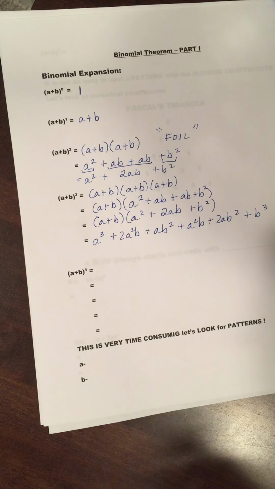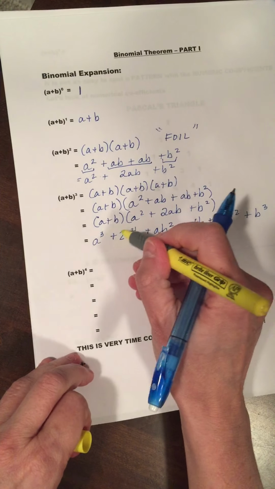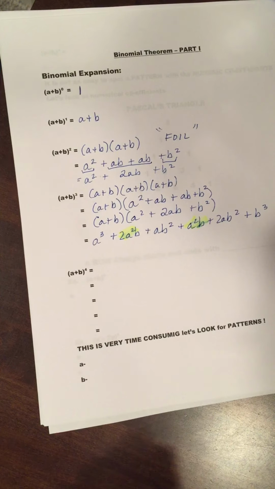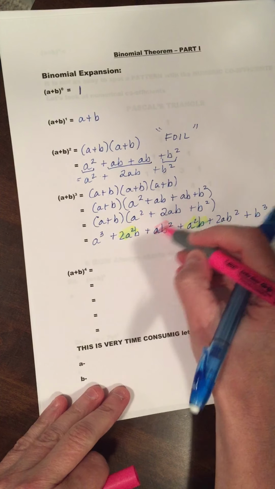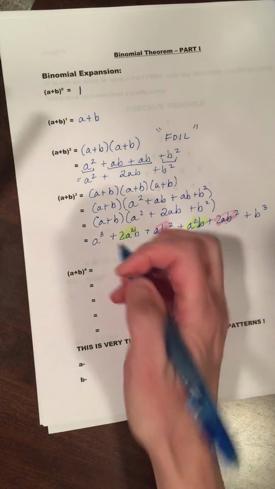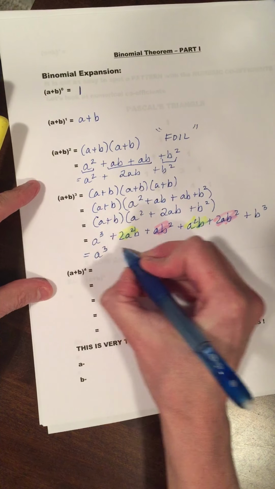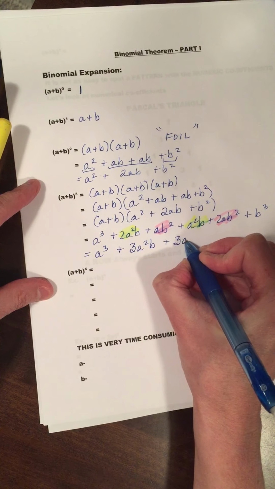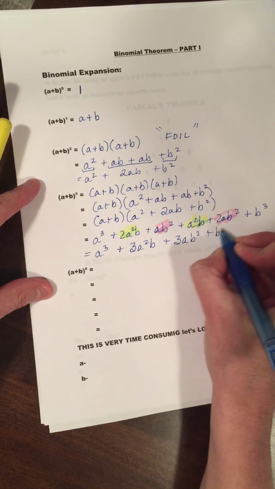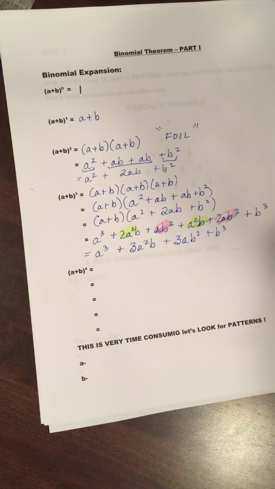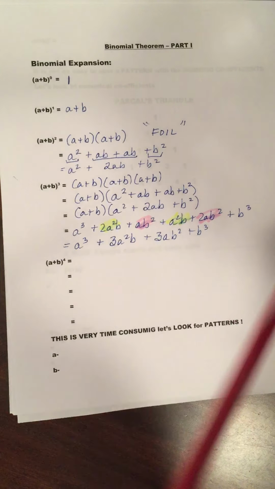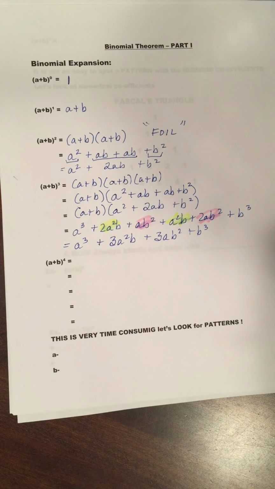And I'm going to look to collect any like terms. I see some A squared B's. And I see some AB squareds. So I'm going to clean it up. A cubed plus 3A squared B plus 3AB squared plus B cubed. Now, before I go on to the next one, because you can already sort of see what's happening here, I just want to take a little look at something.